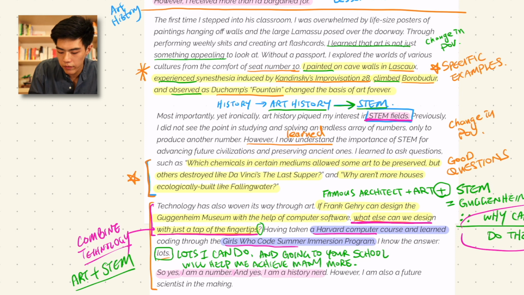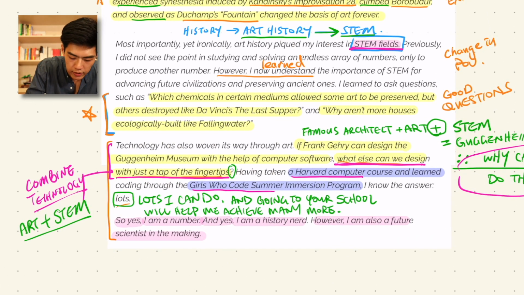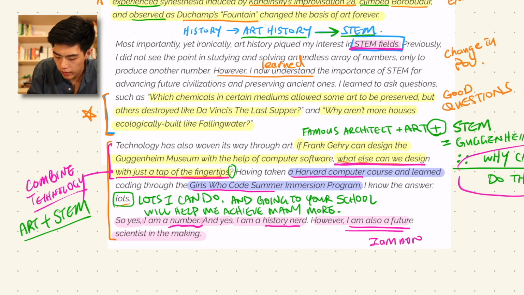So yes, I am a number, and yes, I am a history nerd. However, I am also a future scientist in the making. Really good. I am more than that. I am more than that.